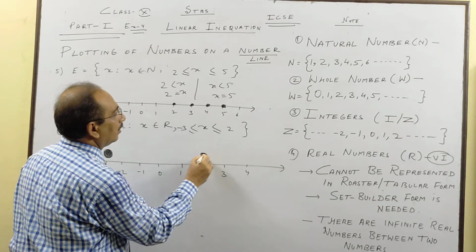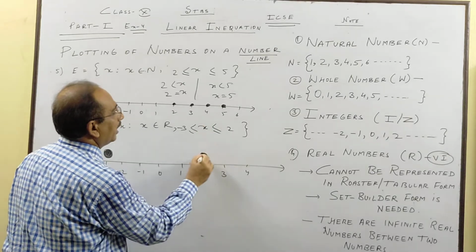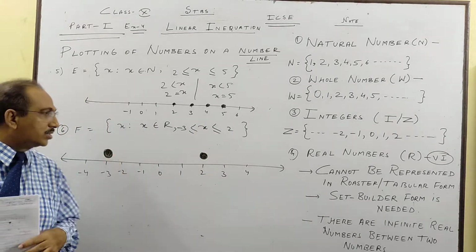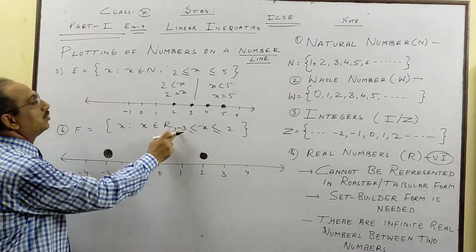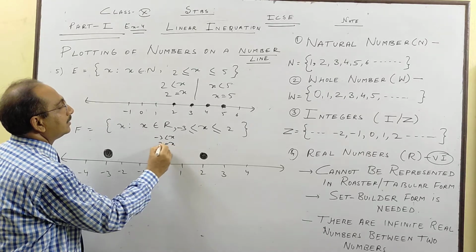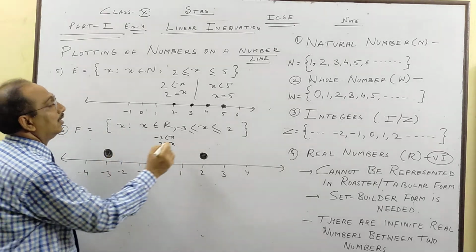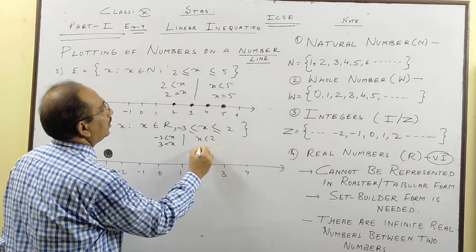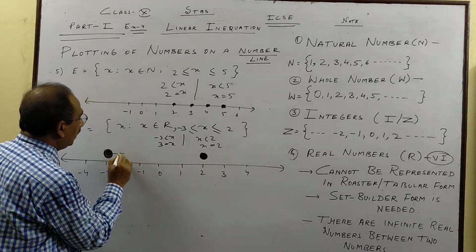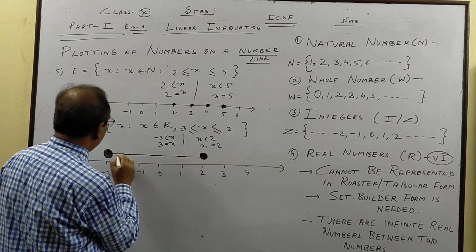Make it dark. So including means make it dark, and in the next example I'll tell you about the darkened circle and the hollow circle. So minus 3 is included. X is greater than minus 3, X is equal to minus 3. Here X is less than 2, X is equal to 2. Now join this with a thick line.